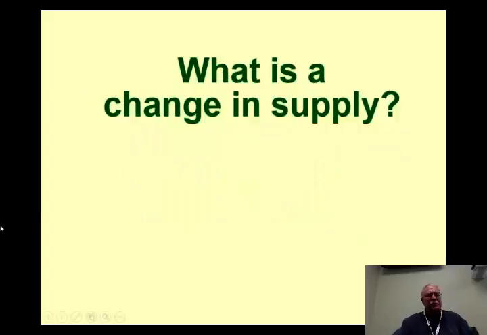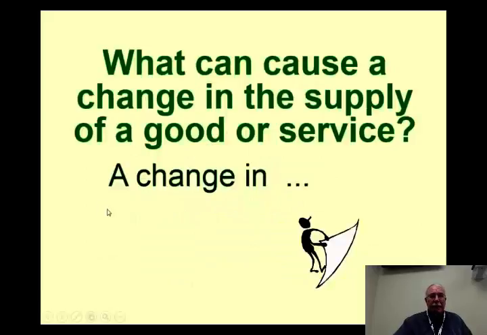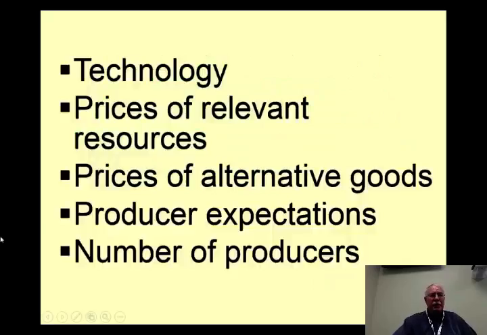So what is a change in supply? A shift in a given supply curve caused by a change in one of the non-price determinants. Okay, now something's going to change that will determine supply that's not price. And what are some of those things that can change? Well, here's a list of 5 things that can change that might cause a shift in supply curves: a change in technology.